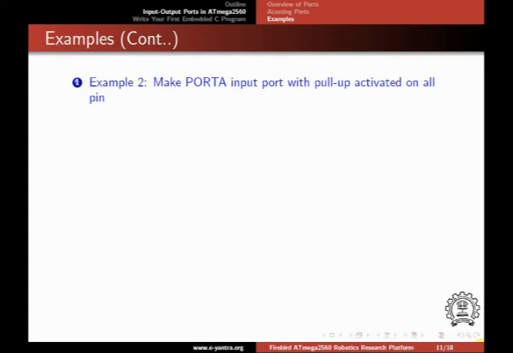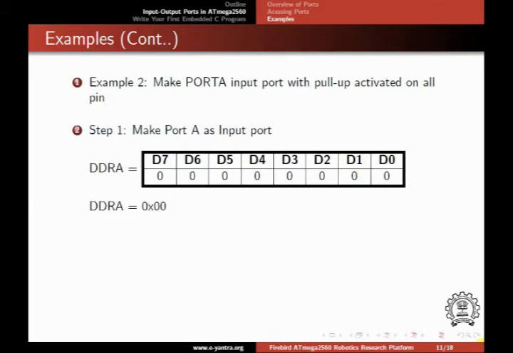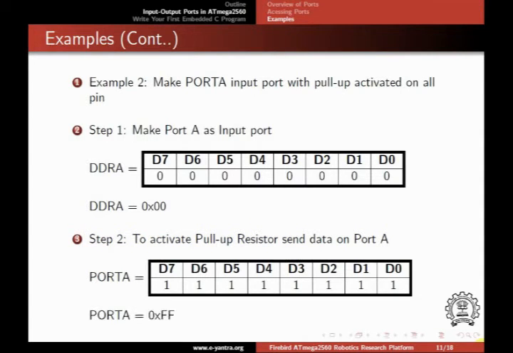Let us now consider the second example. In this, we have to make port A an input port with pull-up activated on all the pins. So the steps involved in the example will be as follows. First step will be to make port A an input port. So the value in the DDRA register will be 0x00. Then the second step will be to activate the pull-up register on port A. So the value in PORTA will be 0xFF.